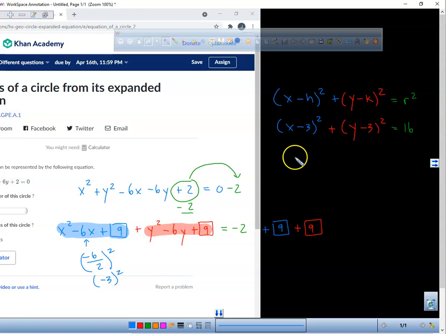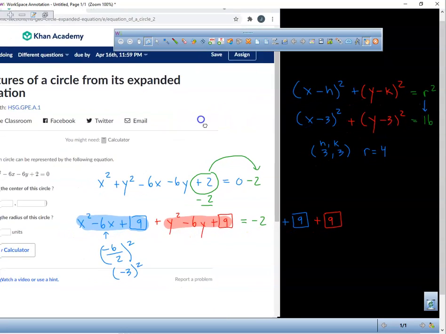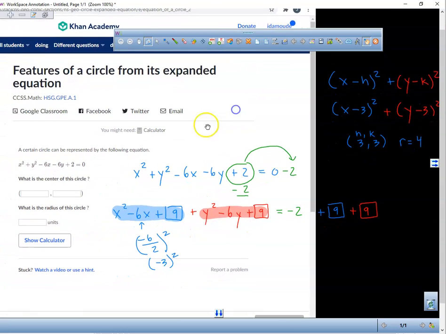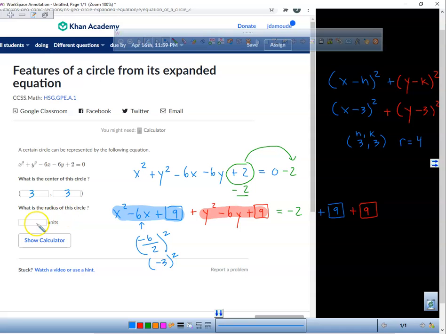Now, what is the h value? What's the center of our circle, the h and the k? We're at a 3 and a 3. And what's the length of our radius? It's just a 4. Why? Because this represents our radius being squared. So right over here, it says, what is the center of the circle? 3 and a 3. And the radius is 4.